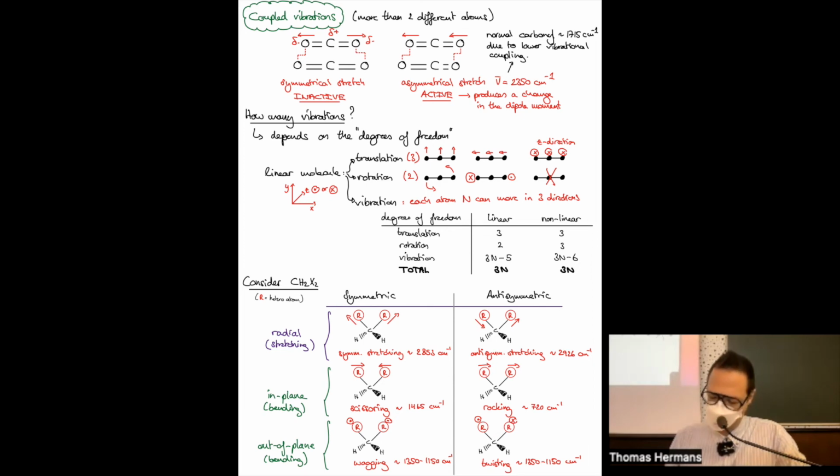Sorry, each atom can move. So it would be 3 times n minus the number of rotations and translations. So for linear, it would be 3n minus 5. So okay, let's summarize that.